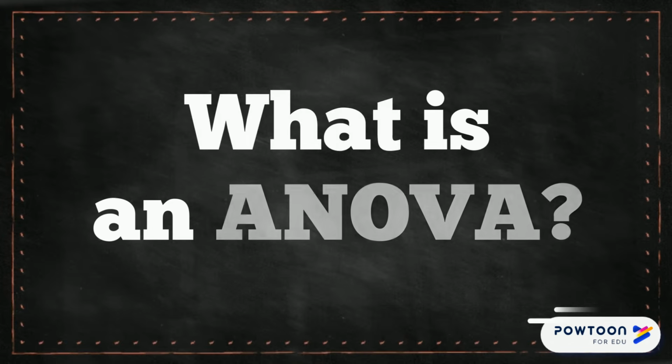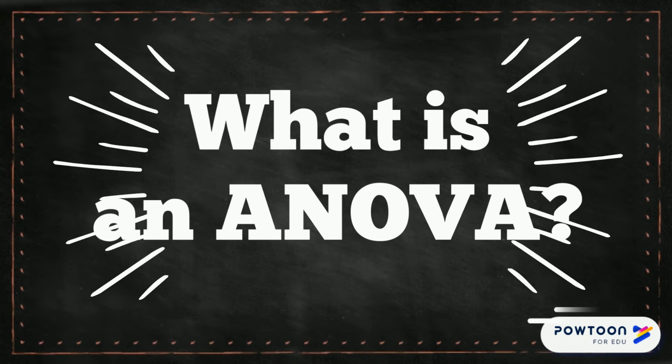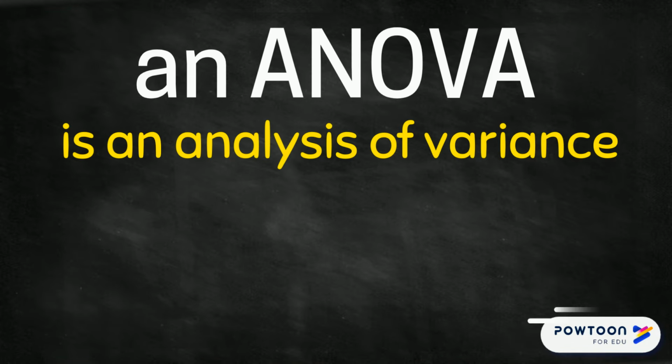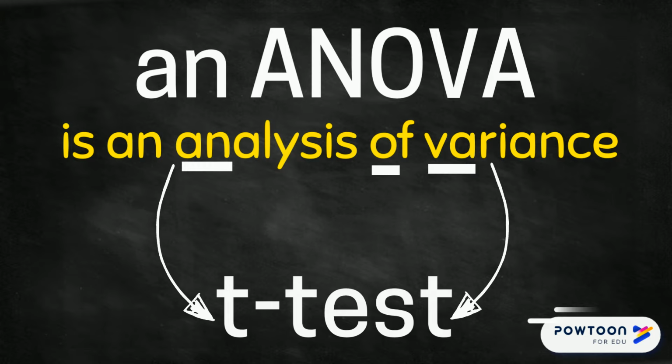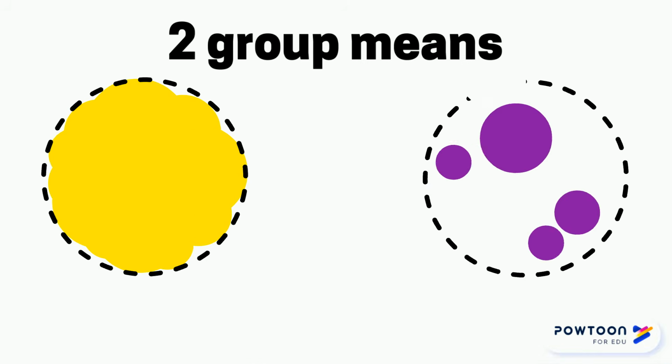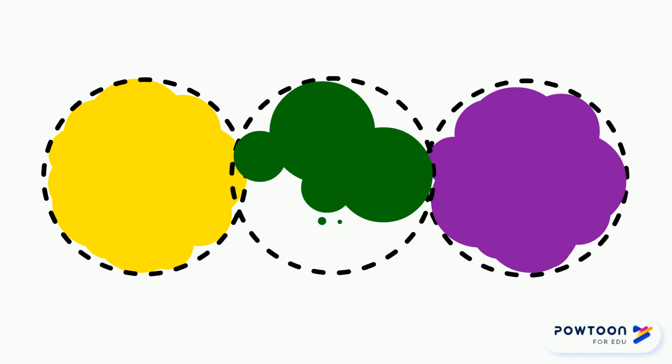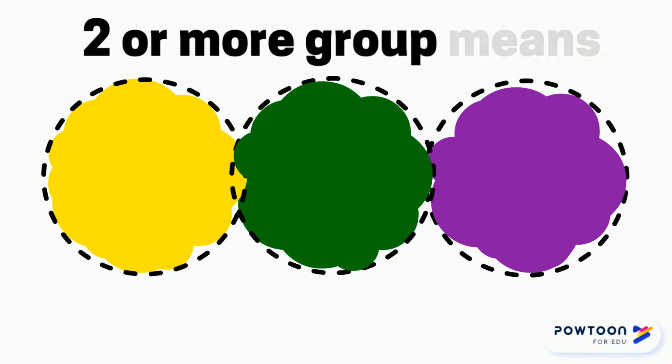What is an ANOVA? An ANOVA is an analysis of variance. It is an extension of a t-test. While a t-test determines if two group means are significantly different, an ANOVA allows you to determine if significant differences exist between two or more group means.